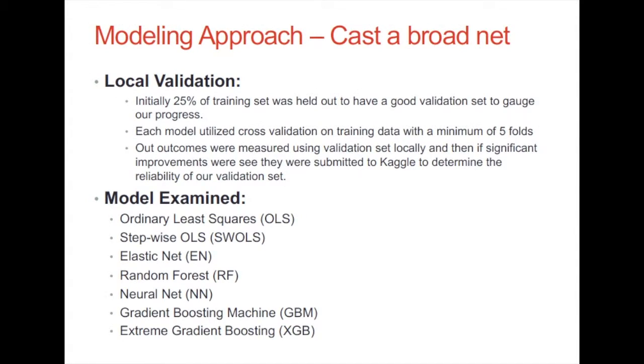To begin model testing, we first created a training and validation set out of our original large training set. 75% remained in the training set, while a random sample of 25% was extracted into the validation set. This validation set was then used for local validation of our training results, which were used to weed out the models that were not performing well with this data.